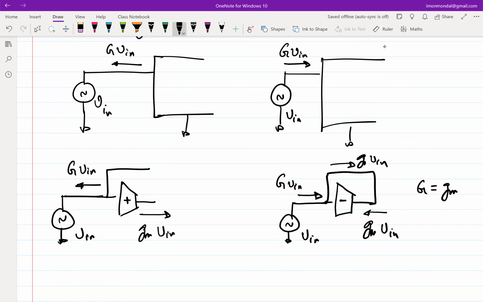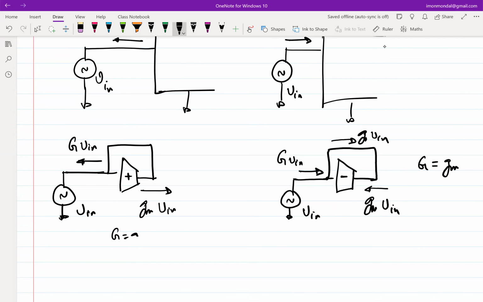And if I put it in this format, then G will be equal to Gm, and this R in will be equal to -1 over Gm, right? So you get negative impedance. Fine. But a transistor does not have this configuration of a positive sign, right? So what do we need to do?